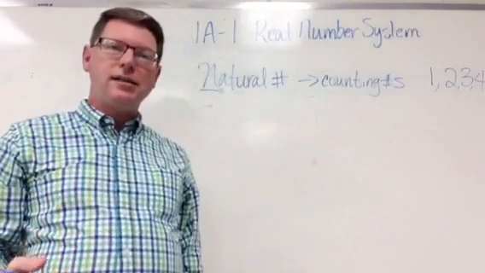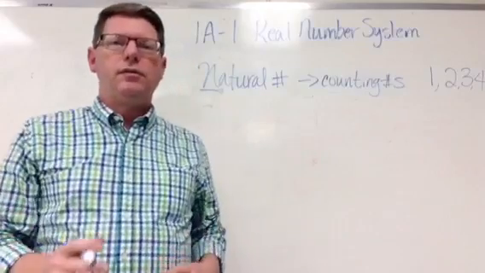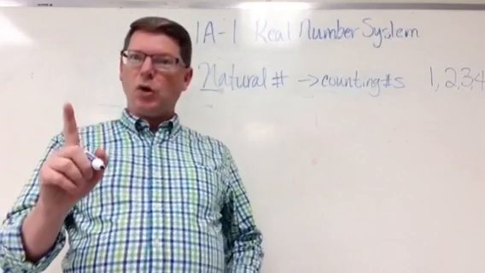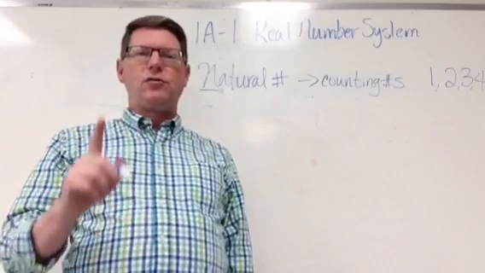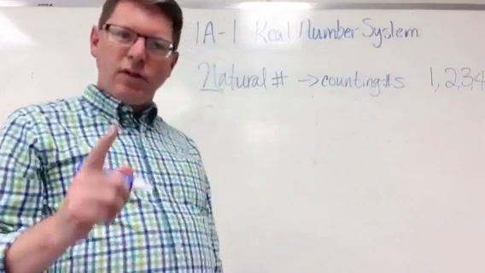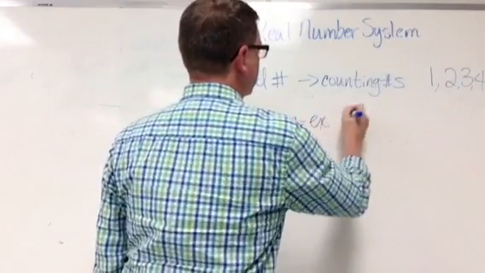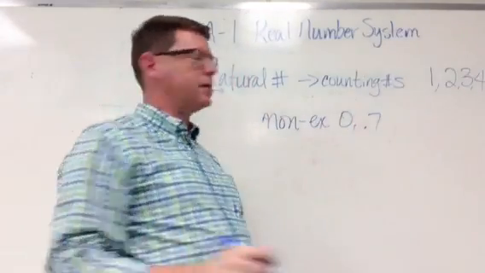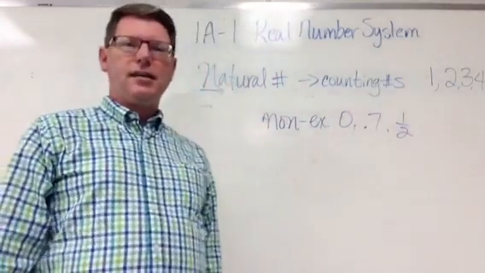Now the non-examples. Non-example means an example that's not a natural number. So the non-examples would be something like 0, because 0 is not a natural number. Okay? So the non-example could be 0. I should put non-example, 0.7, no decimals in the counting numbers, and no fractions. So those could be all things that are non-examples.